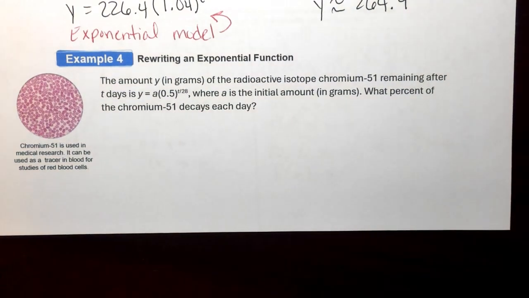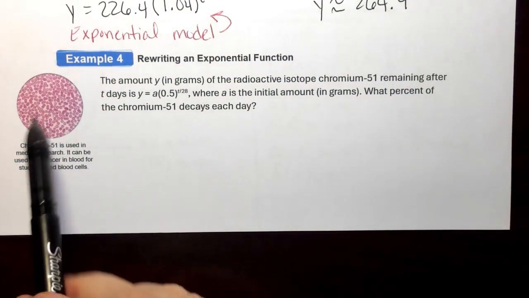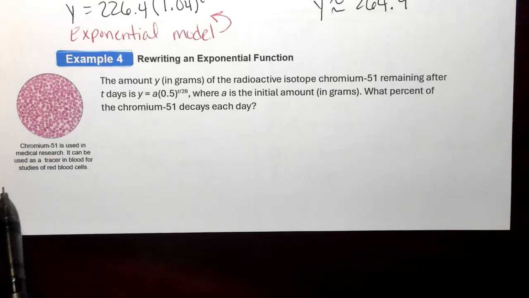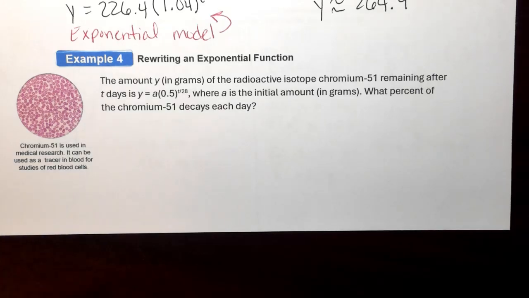All right, so I put this little picture here just so you could have a picture of what they're talking about in this, because we got some chemistry, science stuff going on. So the amount Y in grams of the radioactive isotope chromium-51 remaining after T days is Y equals A times 0.5 to the T over 28, where A is the initial amount in grams. What percent of the chromium-51 decays each day?